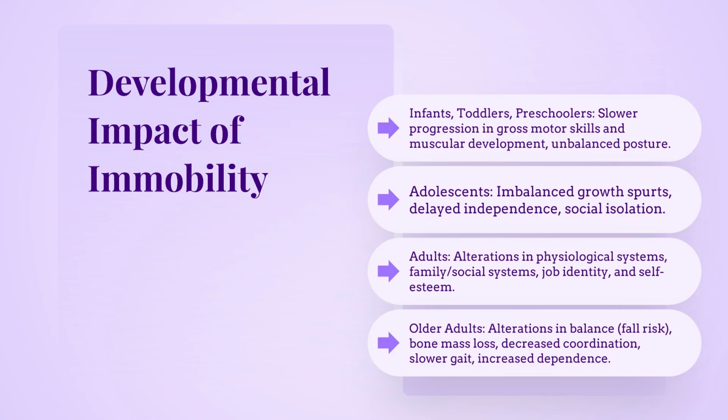Adults, they're going to have alterations in their family and social systems and job identity and their self-esteem. If you've got somebody whose job is very, very active and now they're immobile, they're going to lose a good part of their identity, and we need to find ways to help them cope with that. And then older adults, they have that balance issue, bone mass loss, decreased coordination, slower gaits. They become more and more dependent. So we have to really look at the age in order to help determine what they may need help with.